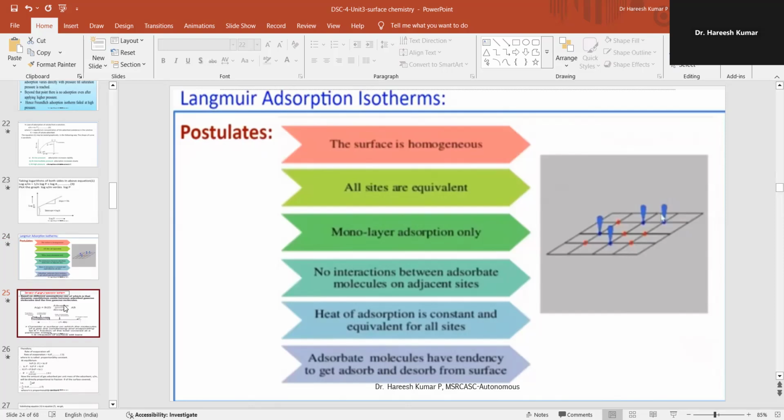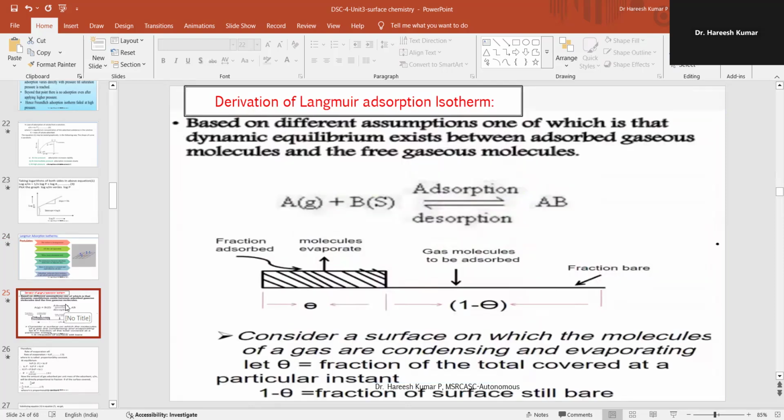Let's look into the derivation. Derivation of the Langmuir adsorption isotherm. This is based on one of the postulates, that is, dynamic equilibrium exists between the adsorbed gaseous molecules and the free gaseous molecules. Here A is the gas and B is the adsorbent. Adsorption takes place forming AB, and A can leave the surface of B, so it is possible to get a gas again. This backward process is called desorption.